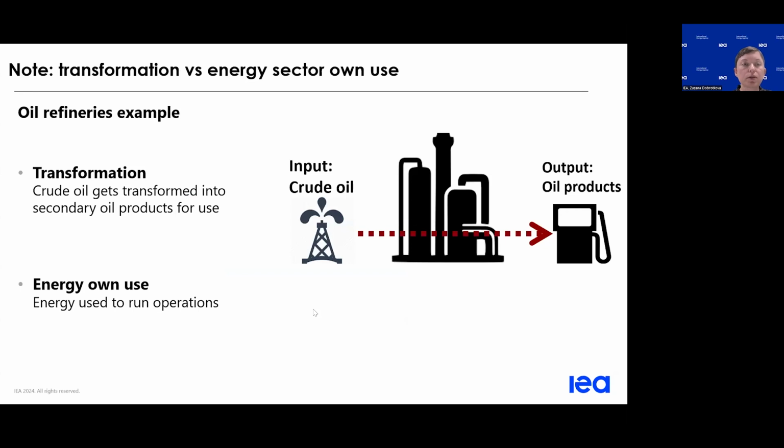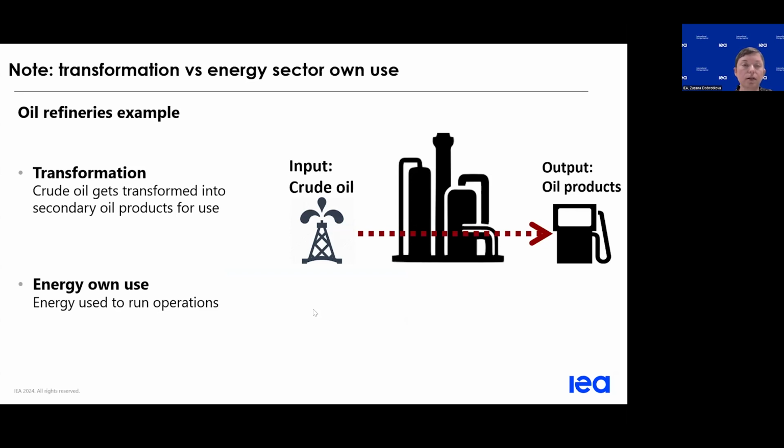Now, what's really important is to distinguish transformation from own use in the energy sector. So here we take, for example, an oil refinery. An oil refinery takes as an input crude oil and then produces oil products out of it. But the oil refinery itself has its own energy needs. So there is lighting needs in the refinery. There is possibly heating needs, depending on which country it is.